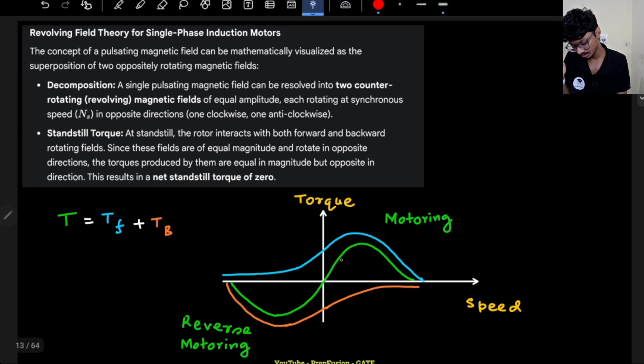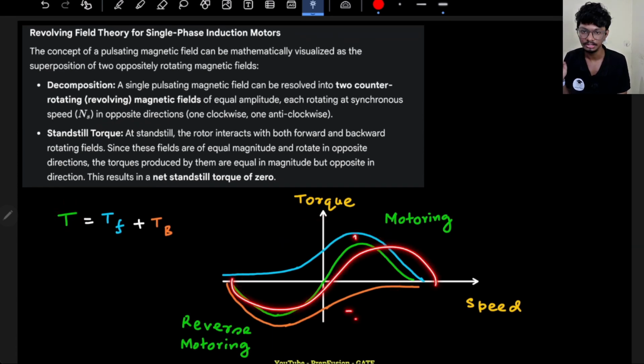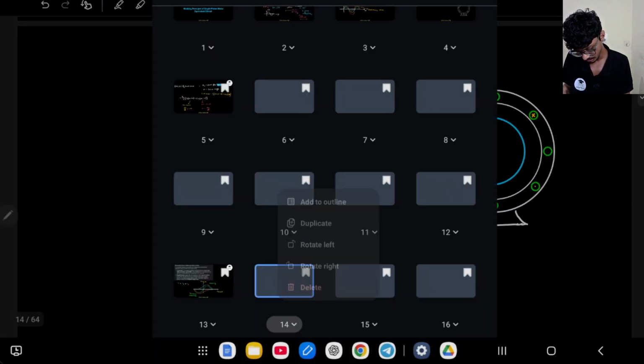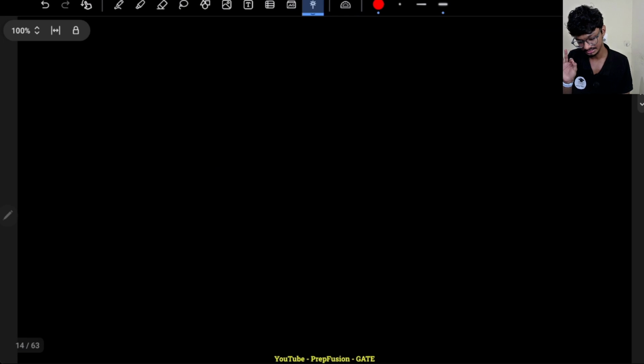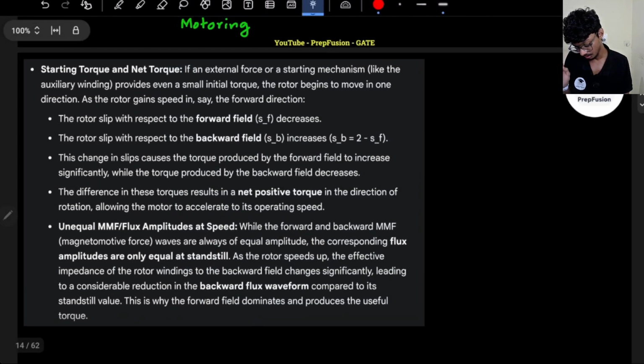So at standstill, the torque will be 0. Overall torque will be the addition of both the two torques. Here I have plotted the torques. This we have already discussed. So that's basically the working principle of a single phase induction motor. Nothing special.